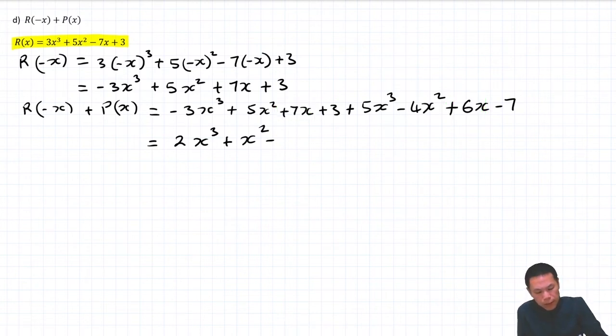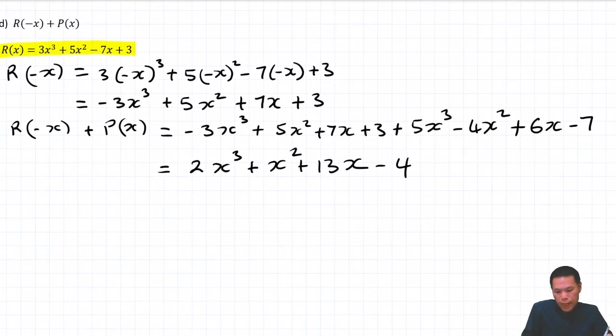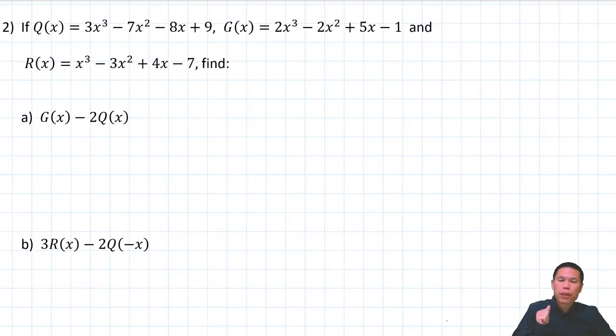So plus 13x. And then we have 3 and we have negative 7. So 3 minus 7 is negative 4. So just write minus 4. There you go. That's the answer. Now please pause the video and try this one yourself.